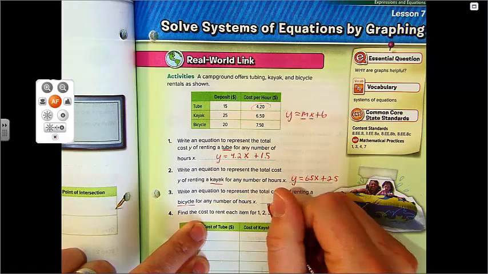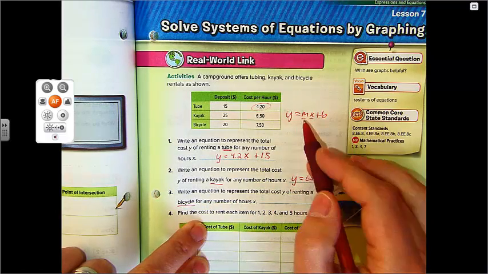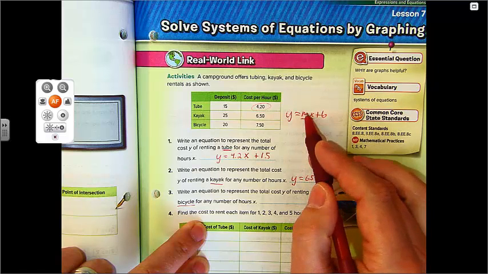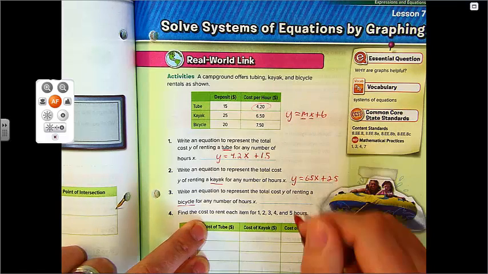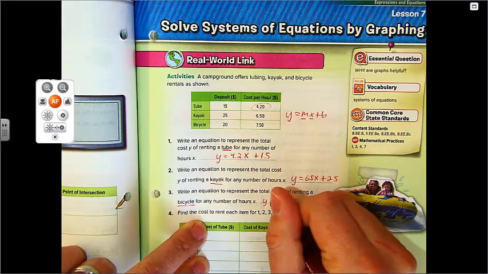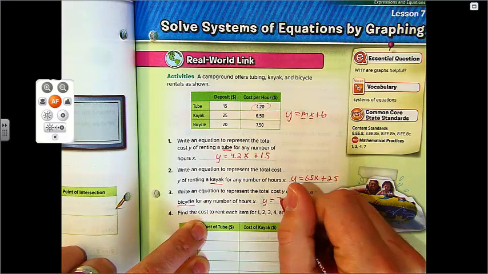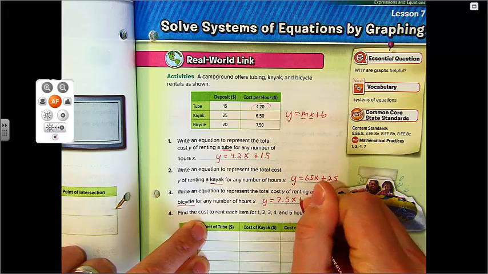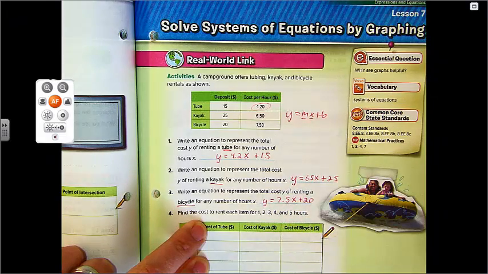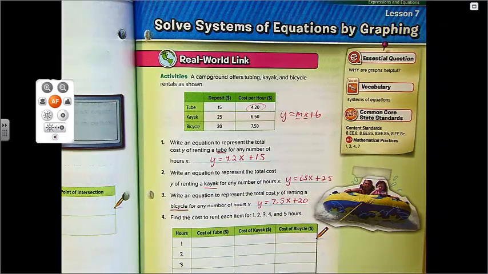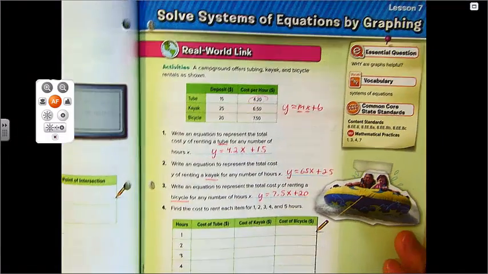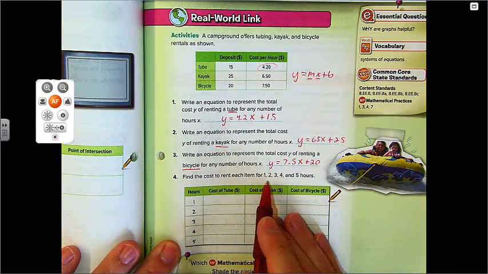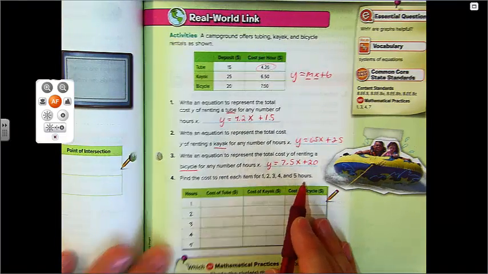Well, same idea, y equals mx plus b. The m, the x are going to be multiplied, that's the hours, and then the rate plus my deposit. So y equals 7.5 times x, which is the number of hours, plus the $20 deposit. Okay? So that's going to be my 3 equations I'm going to use to solve this table right here. It says find the cost to rent each item. 1, 2, 3, and 5 hours.